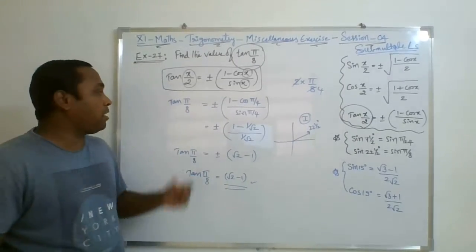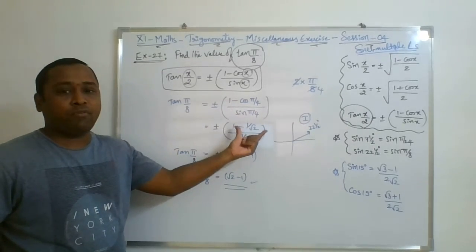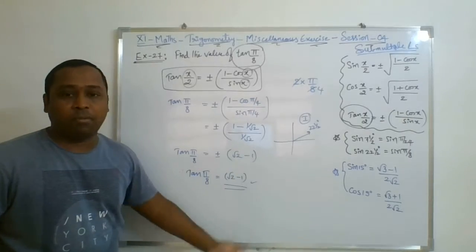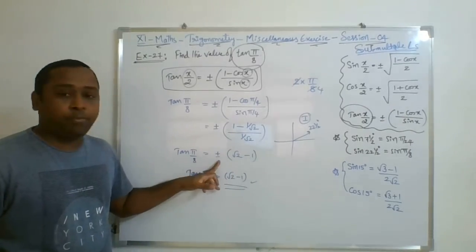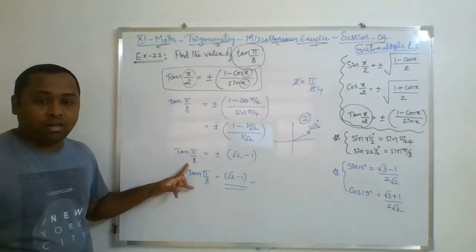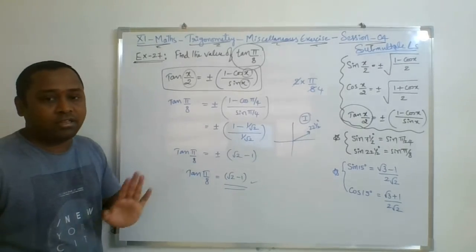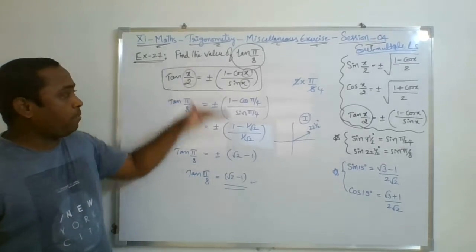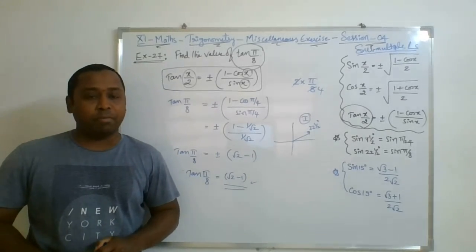It's so simple. Tan pi by 8 means (1 minus cos pi by 4) by sin pi by 4. Use that formula and finally decide whether you should go with positive sign or negative sign depending on the angle, in which quadrant it rests. That's all. So with the help of these formulas, I am able to solve it in so simple a manner.